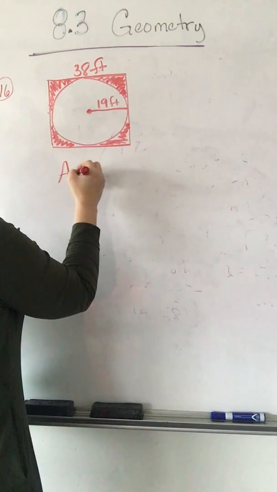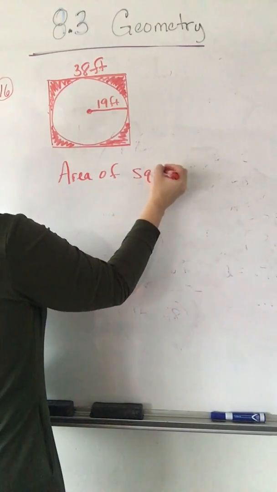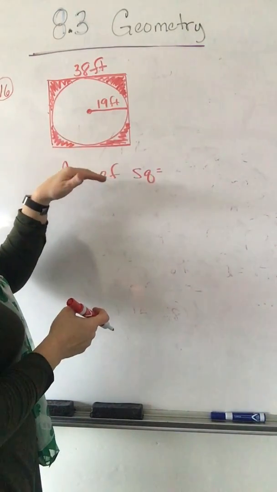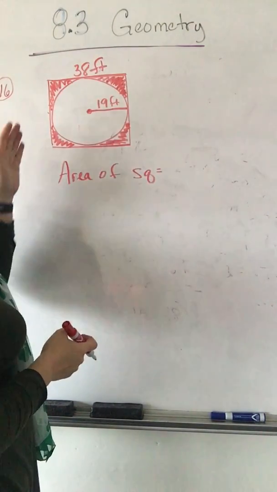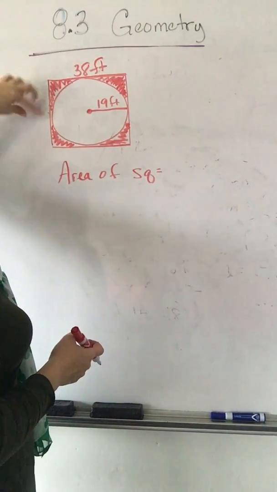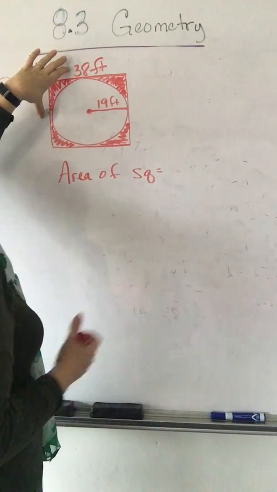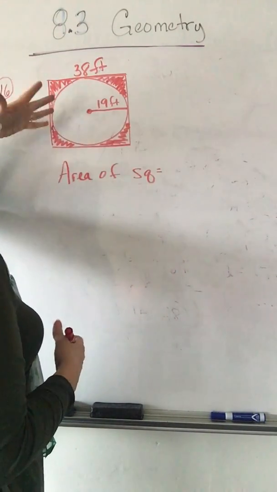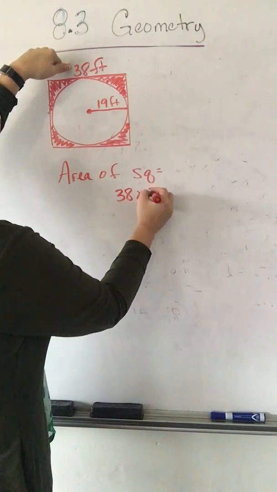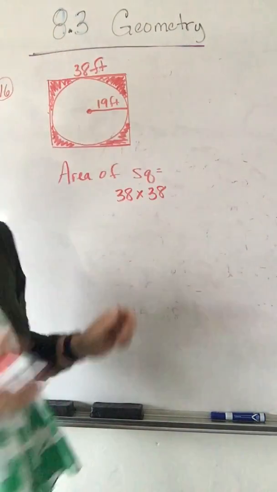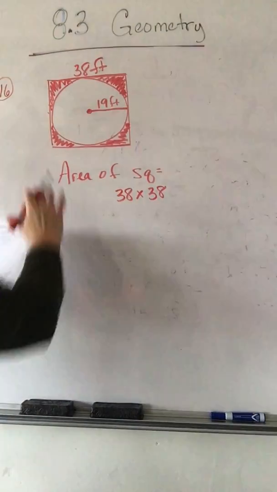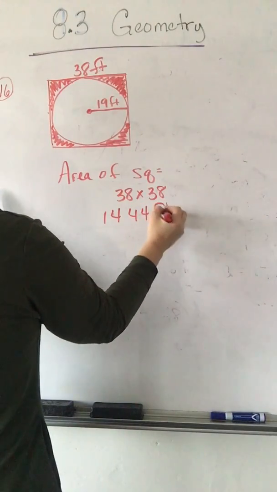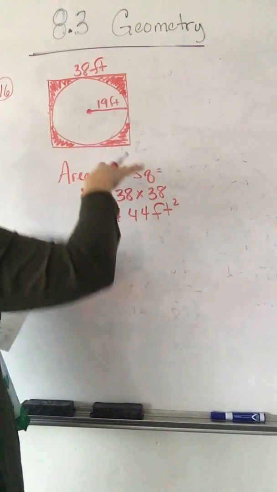So the area of the square part: the area of a square is really just the same as any quadrilateral. It's the base times the height, or the length times the width. Or, in this case, because they're the same amount, we could say side squared is the official formula. In this case it comes out to 38 times 38, and they're both in feet, so it would be square foot. So the area of the entire square would be 1,444 square foot.